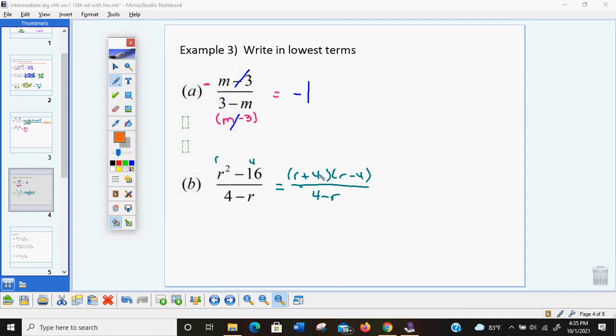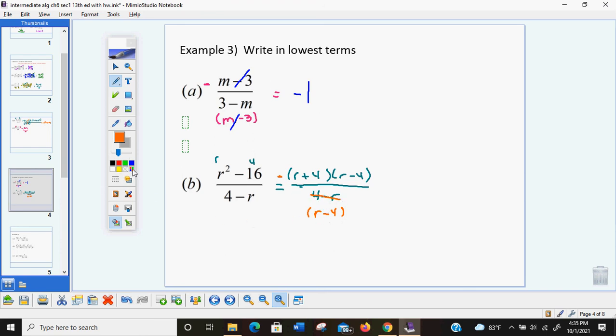I can't cancel out anything with a plus, but these are the same. They're just in the wrong order, and I cannot cancel them unless I take out a negative. So if I take out a negative here, that allows me to change this to r minus 4. Because when I divide this by negative, I get negative 4. When I divide this by negative, I get positive r. So basically, you can switch the order when you take out a negative.